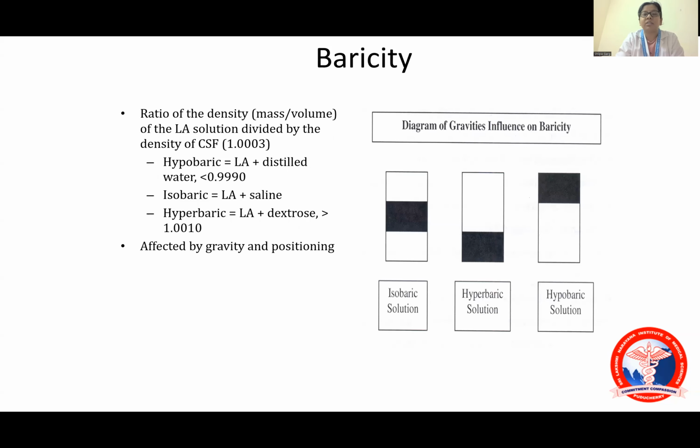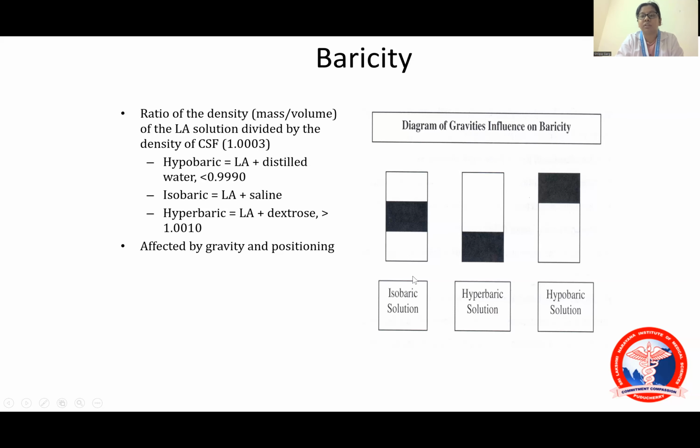Baricity. Now, what is baricity? The ratio of density of local anesthetic solution divided by density of CSF. Depending upon this ratio, a drug is classified as isobaric, that is having the same specific gravity as CSF; hypobaric, specific gravity less than that of CSF; hyperbaric, specific gravity more than that of CSF. So a hyperbaric drug, how to make a hyperbaric drug? Dextrose is added to local anesthetic. Isobaric, saline is added. Hypobaric, distilled water is added.